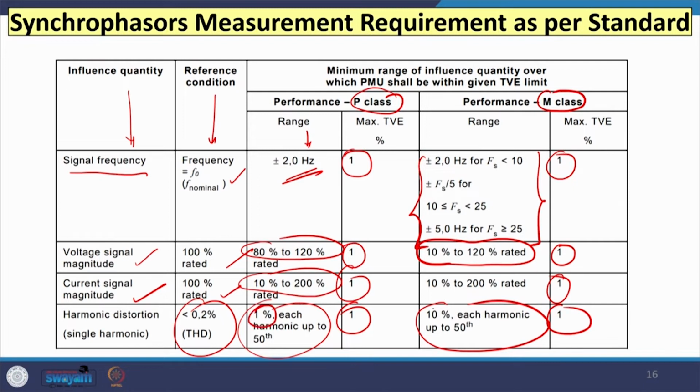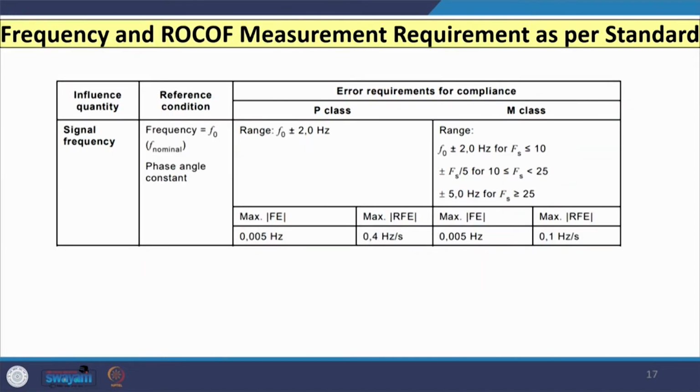So, here 1%, whereas here 10% for each harmonic up to 50th. So, that is the main change or difference between the performance of P class and M class PMU. Same way you can also see that wider range is available in M class PMU. So, this is just a comparison of what wider range is available in M class PMU for the same total vector error, that is 1% allowable, compared to the P class PMU.